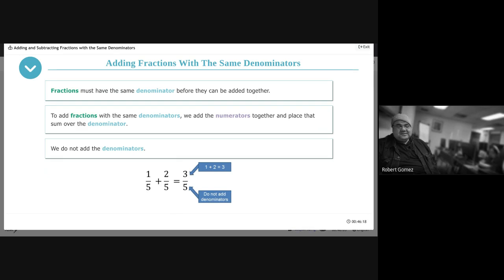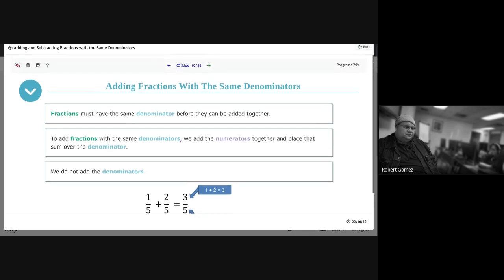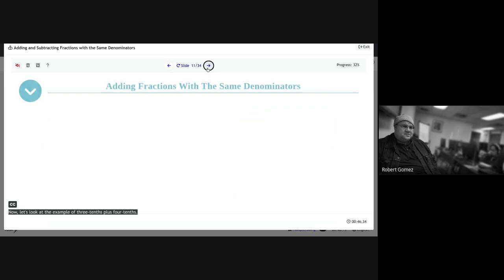So we would read this as 3/5, with a th at the end. Or we could say 3/5, but 3/5. It's always good to get used to reading fractions properly.